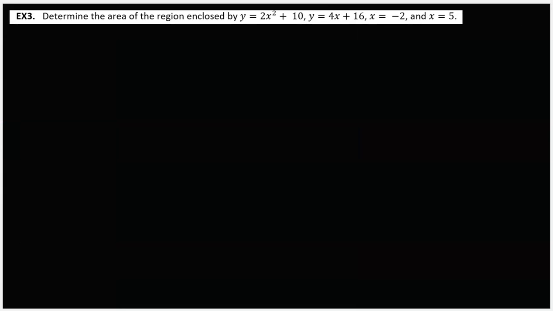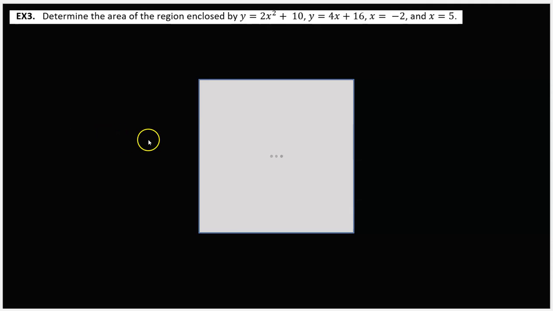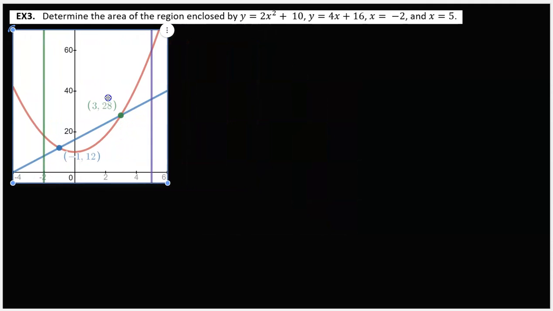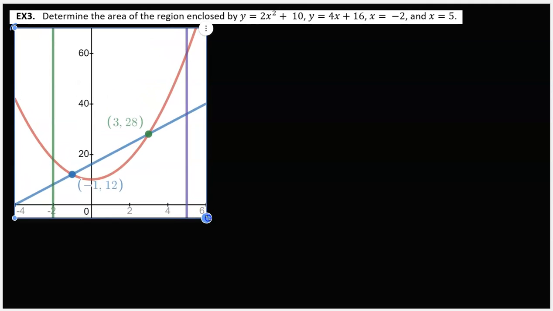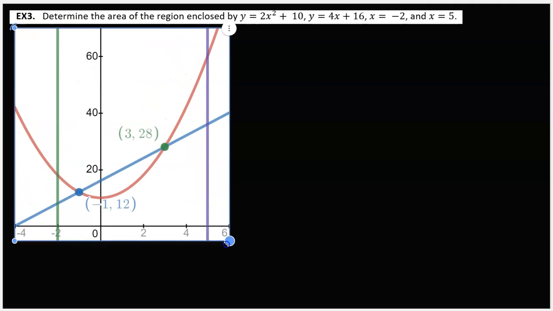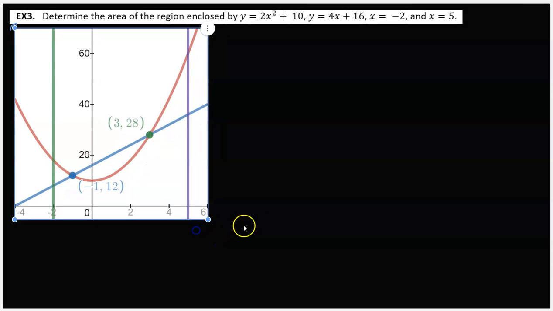All right, so here is the scenario. Suppose the region is bounded by the parabola y equals 2x squared plus 10, the line y equals 4x plus 16, x equal to -2, and x equal to 5. To save us some time, I'm going to go into Desmos, take the graph, and copy it over. It should look like this. Let's study what region we are talking about.